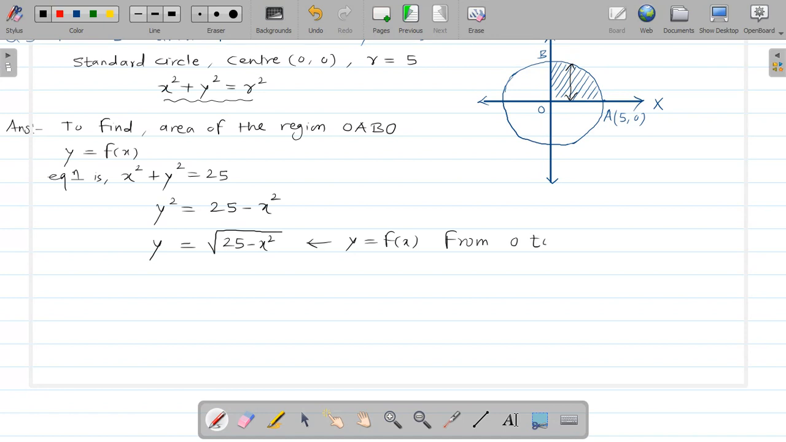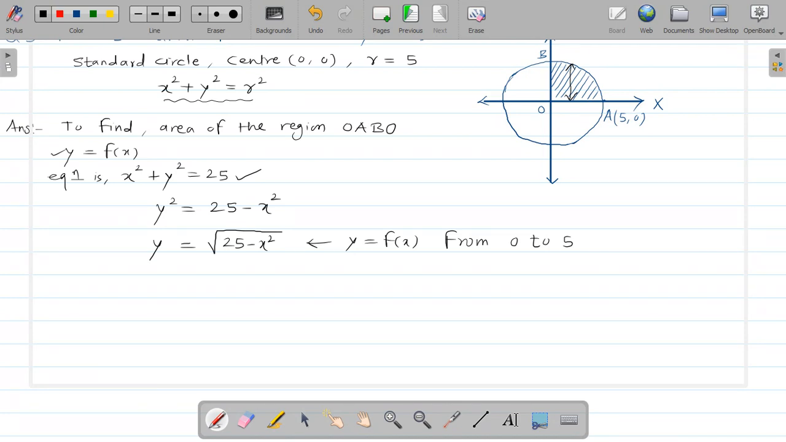Always remember we have to prepare the given function or equation of the curve in the form of y is equal to f of x. Here in this case the equation of the circle, or you can say the equation of the curve, is given as x square plus y square is equal to 25. So from that we have to find out the value of y in terms of x.